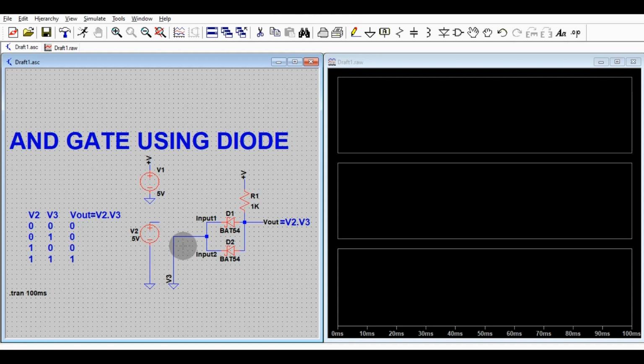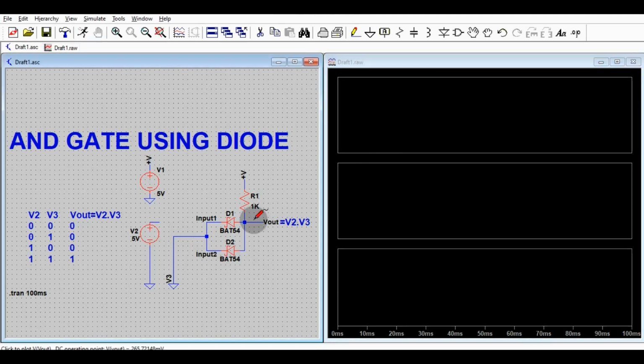Now I am executing my first test case, that is V2 and V3 are 0, right? Let us assume this is V2 and this is V3. Both inputs are shorted together and connected to the ground. So let us see the output. Let me show you the V2 here. Okay, I don't know, nothing is coming. Let me show you the output here.